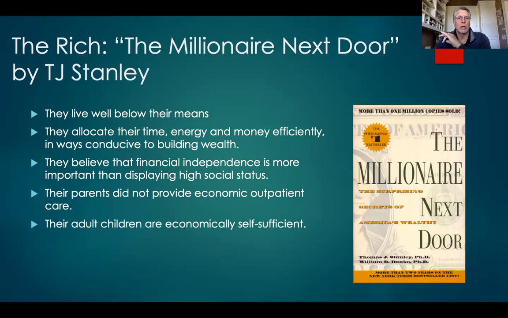Their adult children are economically self-sufficient. So millionaires, by the way, tend to be older. The average age of a millionaire, I think, is like 57 years old. So it takes time to get there, right? And they are married. The average millionaire is married, which means probably to some degree, at least for some time, two-income household earners, or at least a team effort to get there, okay? And they raise their children to be economically self-sufficient.